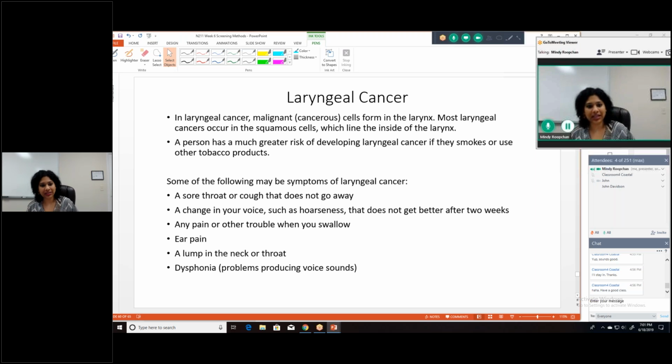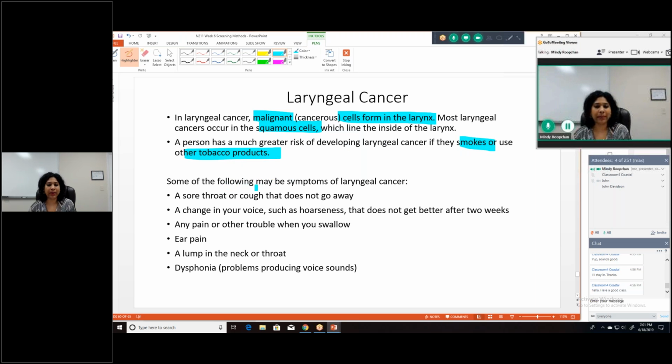Okay, on something else now, laryngeal cancer. This is malignant cancer cells that form in the larynx. Most occur in the squamous cells, which are inside your larynx. A person has a greater risk if they smoke or use tobacco.